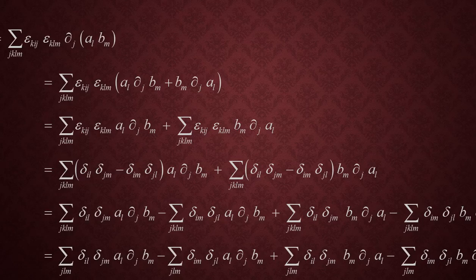In this representation, we have the product epsilon suffix kij times epsilon suffix klm. This is the product of two Levi-Civita symbols. We have a formula for this product.